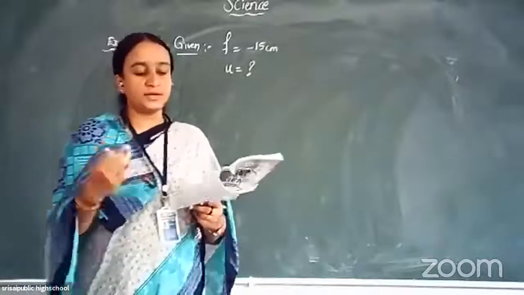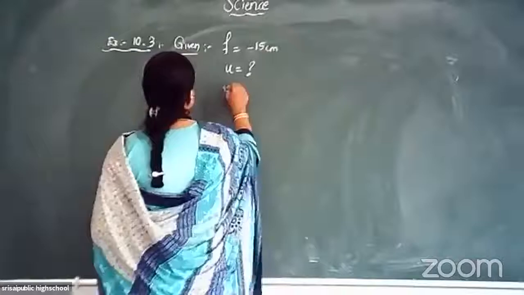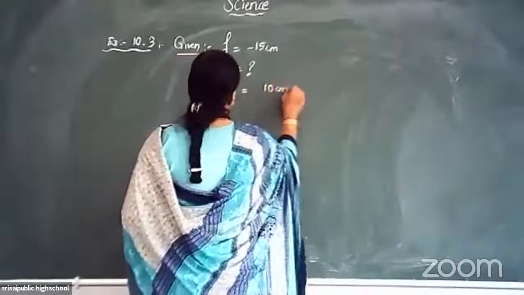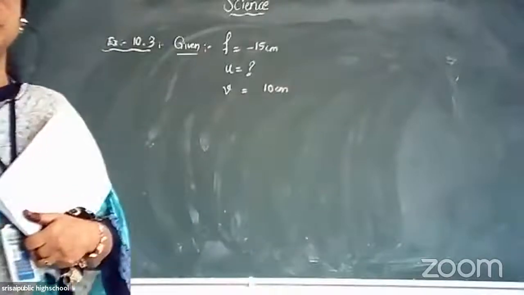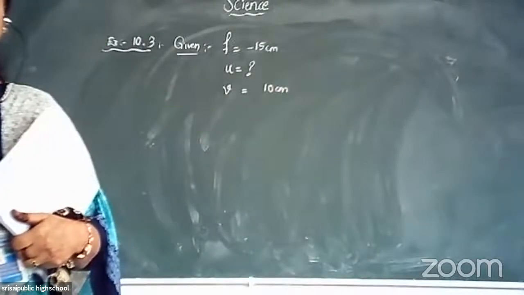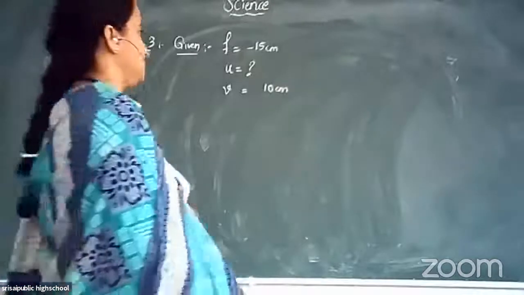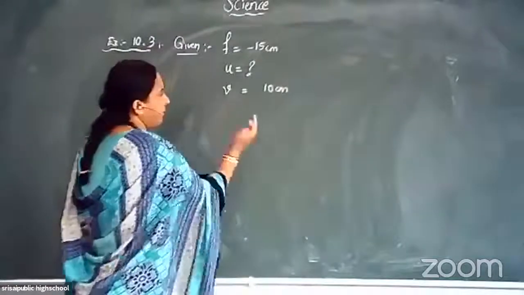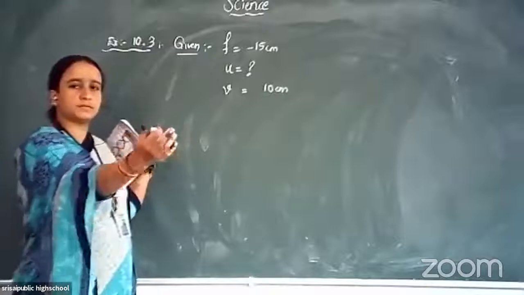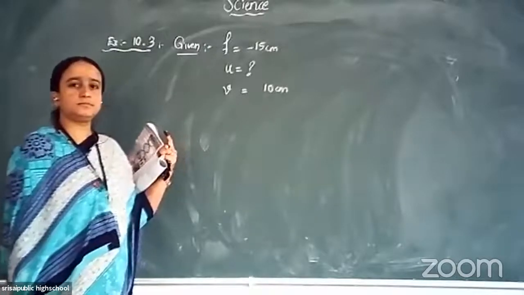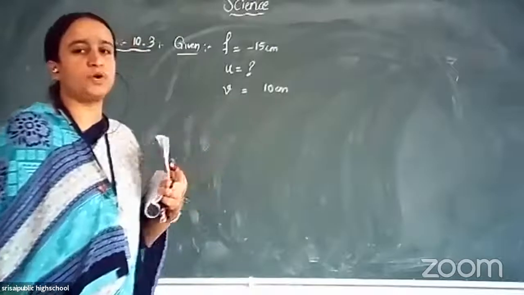The image is formed by which kind of lens? In the question only they have given. Concave or convex lens? Concave lens. Then where is the image formed in case of the concave lens? Left side of the lens or right side of the lens? Which side of the lens is the image formed in the concave lens?